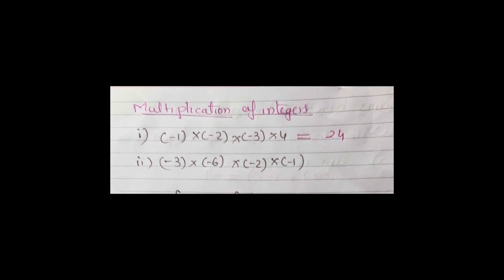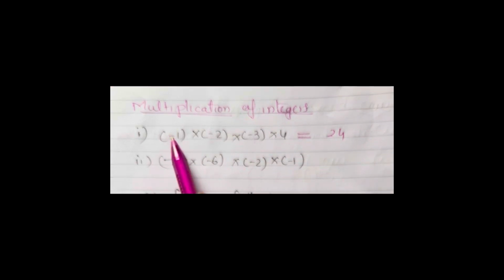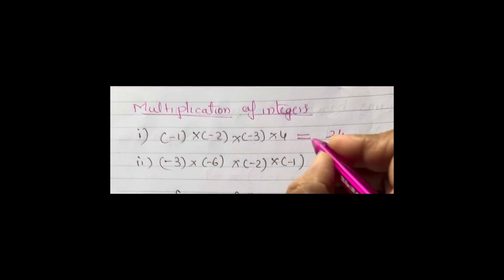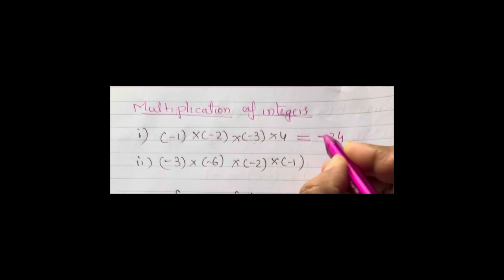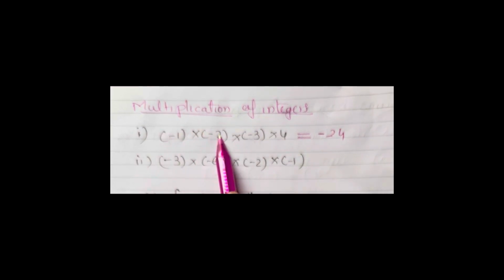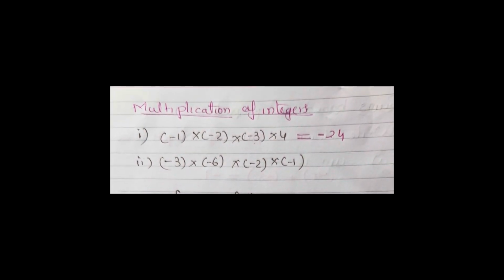Now, what you need to remember is that if the negative sign occurs an odd number of times, meaning 1, 2, 3, 3 is odd. Negative sign is 3 times. So the answer will be negative. Right? Because I explained to you, same sign means positive. So this becomes positive. Then only one negative sign will be left. So it becomes negative.